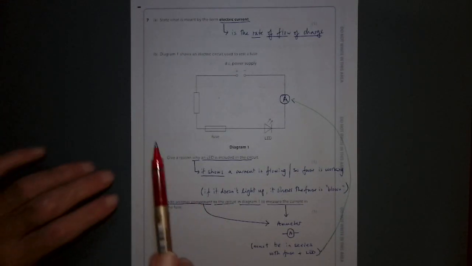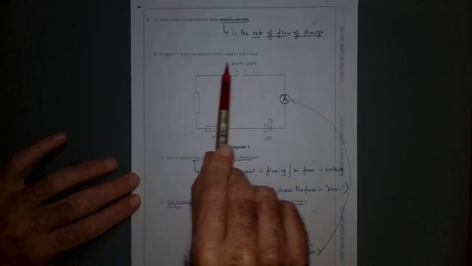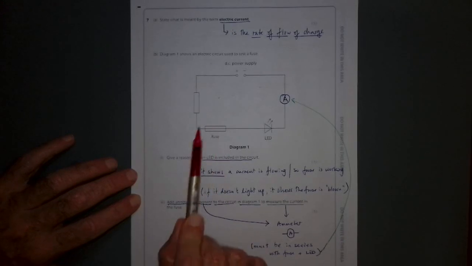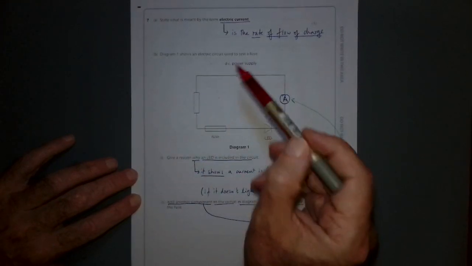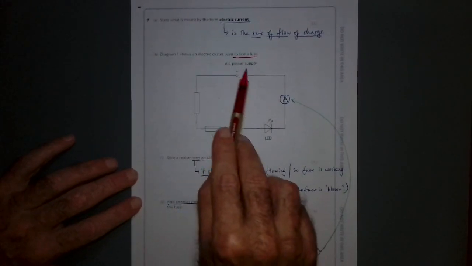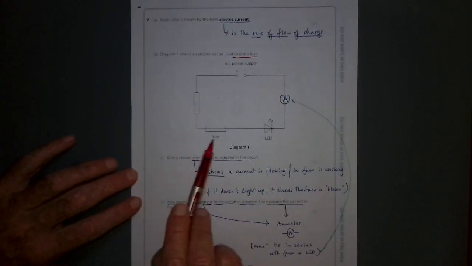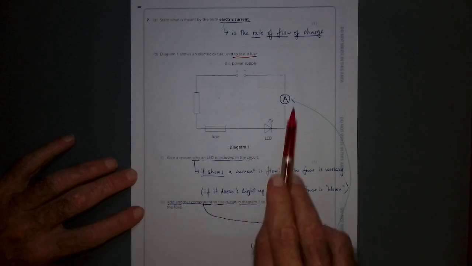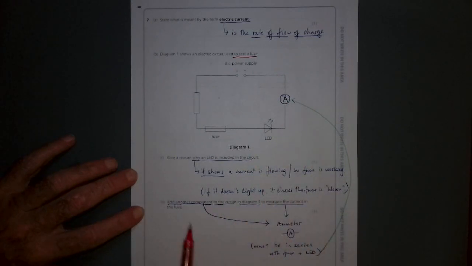Okay. Then you've got a diagram showing an electric circuit used to test a fuse. So the fuse is in there to test a fuse. So you've got to think of what they mean by testing a fuse. So you've got a DC power supply, positive and negative, a resistor, a fuse, an LED. And I've added an ammeter because it's asking for that later on.